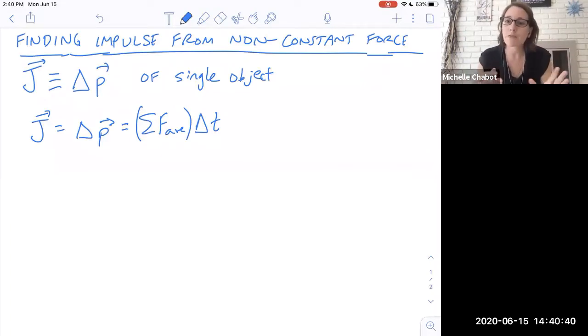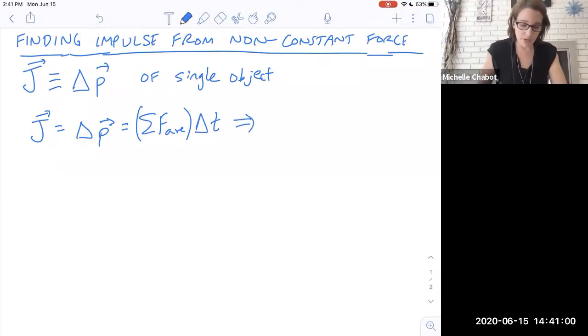But what if instead of just looking at the average force during some time, we want to look at an actual force that varies as a function of time and is applied for some time? So I start pushing on something, I don't push very hard, and then I push harder and harder and harder, and then how does that change the momentum as a function of time?